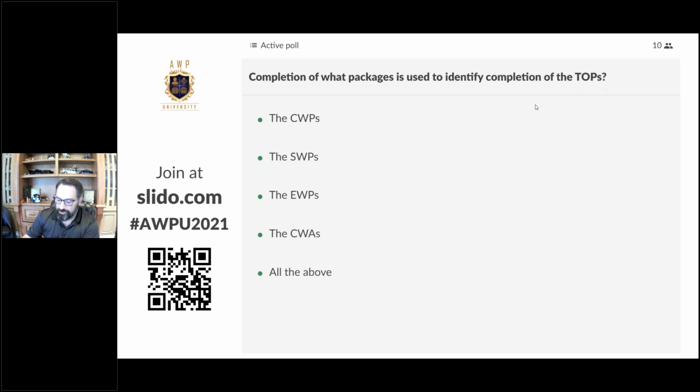Completion of the turnover packages is tied to the EWPs? No, the EWPs are issued well in advance of the completion of the turnover packages because that's pre-execution of construction, turnover packages as post-execution for turnover. So EWP is affected, but it's not the thing we would use for identifying it. CWAs, again, that's too high a level of package.